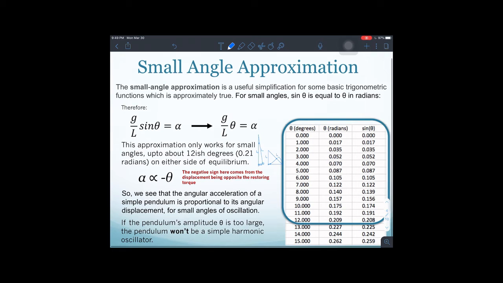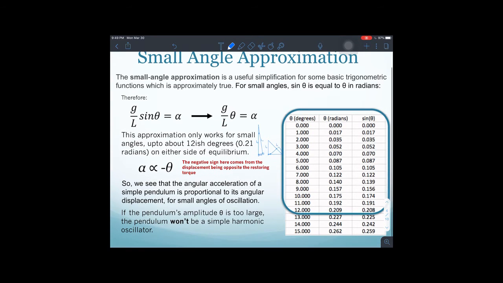So how far can I hold my bob back before it starts to matter? About 12 degrees. And you can notice from this table that sine theta and theta are practically identical until we start getting past 12 degrees. Any motion, any amplitude where the bob is drawn back past 12 degrees can no longer be simplified to the small angle approximation, and therefore will not exhibit simple harmonic motion.